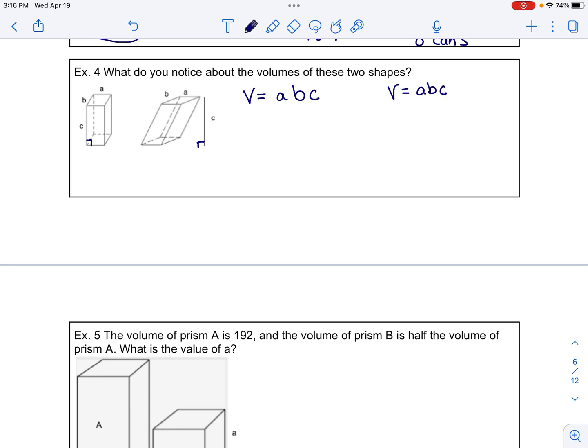So these have the same base and height. So the volumes are equal.